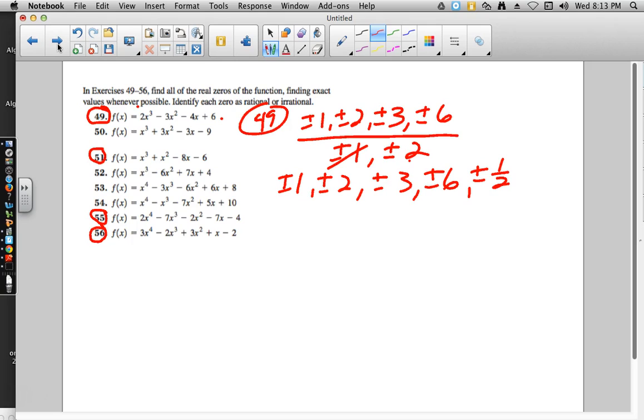2 divided by 2 would be plus or minus 1. I already have that written down. Plus or minus 3/2, and then 6 divided by 2 would be 3. So those are already listed. So now what I want to do is use my graphing calculator to narrow down the search. And I'm not going to waste your time on this one because you can see these pretty openly. You can see at least one of these really openly when you do this.